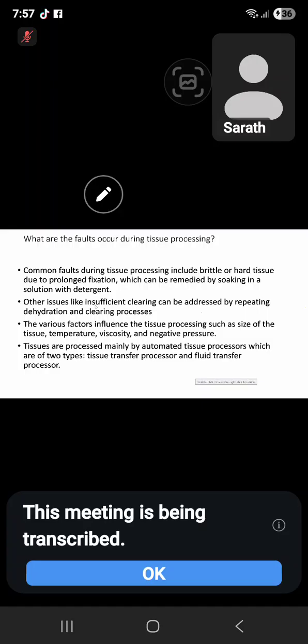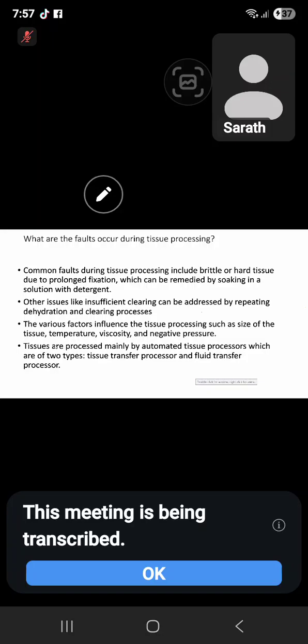Another issue is insufficient clearing, which can be addressed by repeating the dehydration and clearing process, right? So sometimes you get insufficient clearing. In that case, you can add several clearing baths. Clearing is not sufficient, so instead of 2 baths, you can add 3 clearing baths.